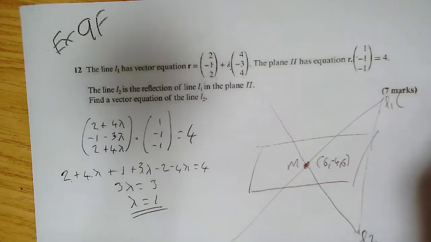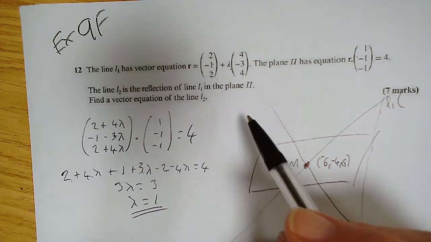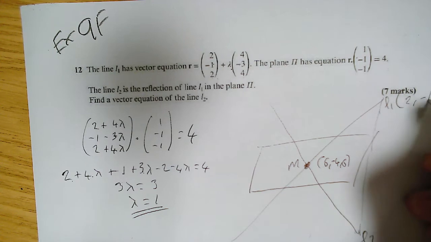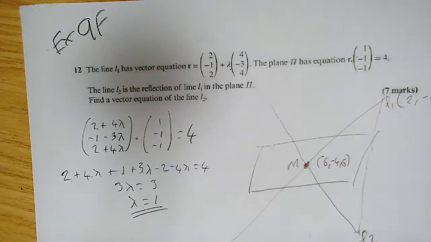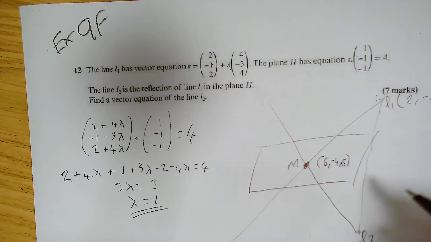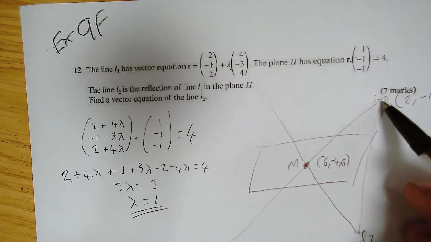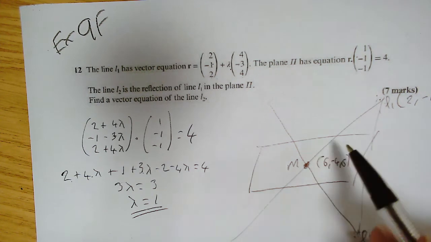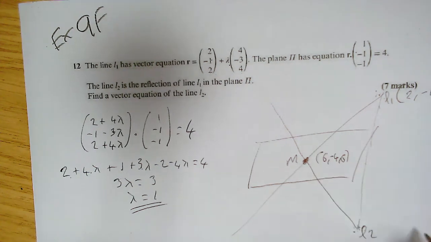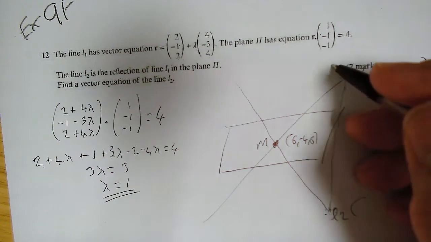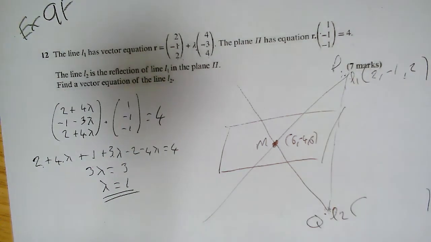Now I'm going to get a point on L1. A good enough point to get on L1 is the jumping on point, 2, negative 1, 2. I want to find this point here, which is a reflection of that point in the plane. Now there will be a reflection of a coordinate in the plane which will be on the line, which is a reflection of this. So I need this. Now I'm going to call this P, I'm going to call this Q.